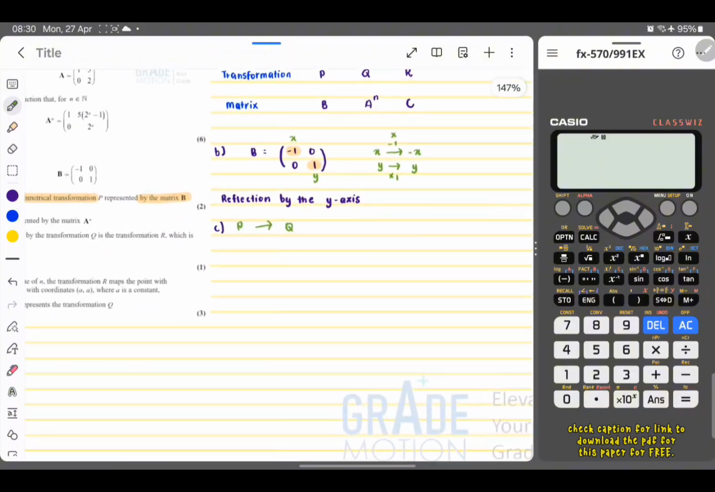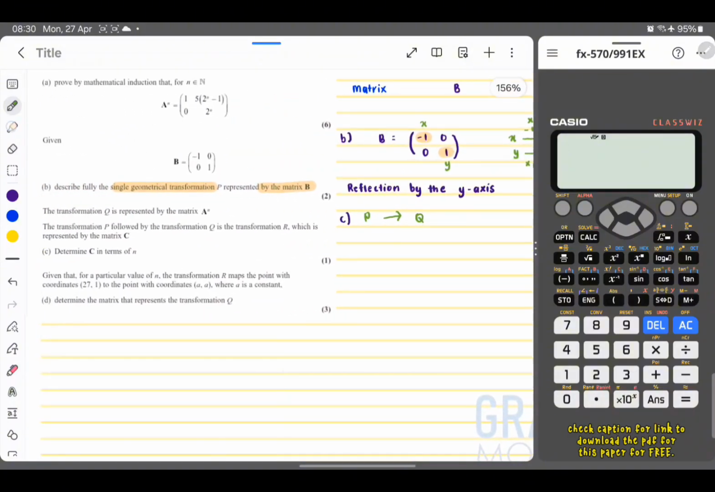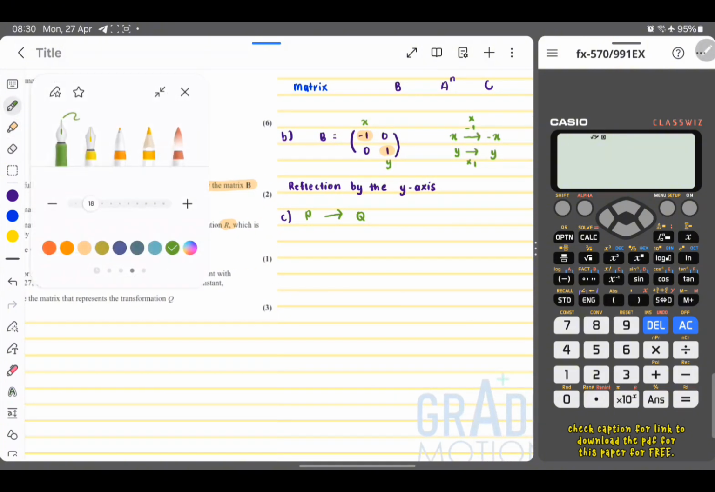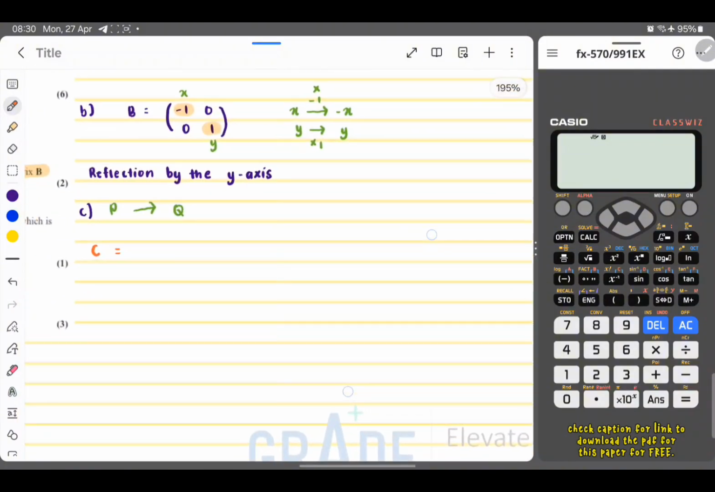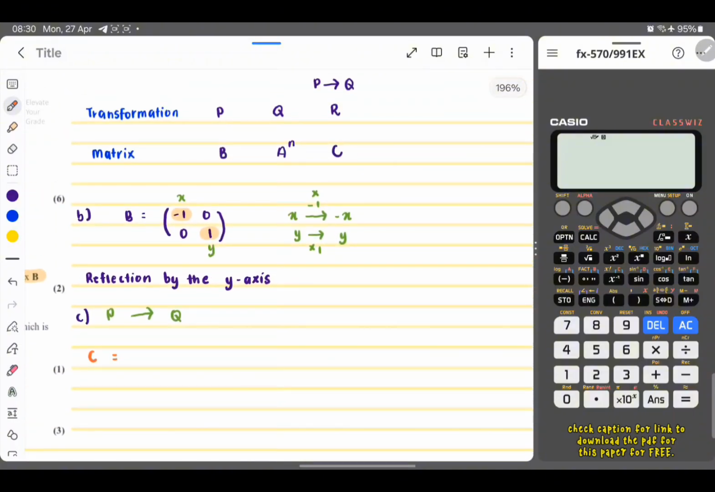Now let's take a look at what they want us to find. They want us to find C in terms of N. So we want to find matrix C in terms of N. Let's take a look. We have transformation P and then followed by Q.